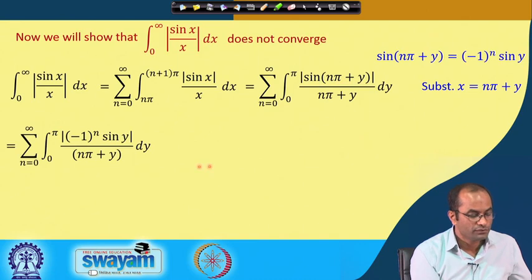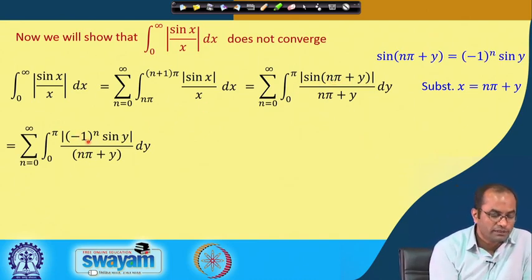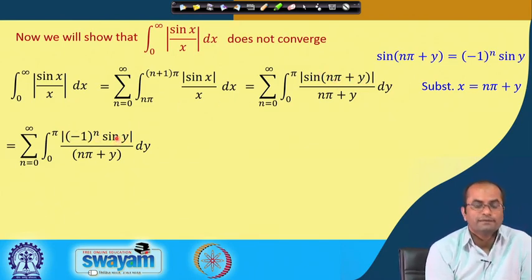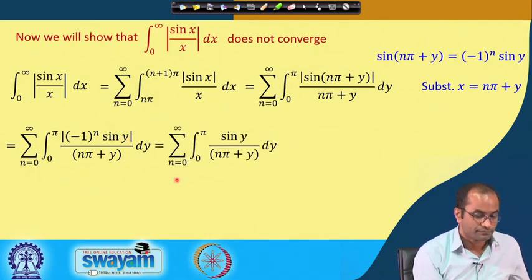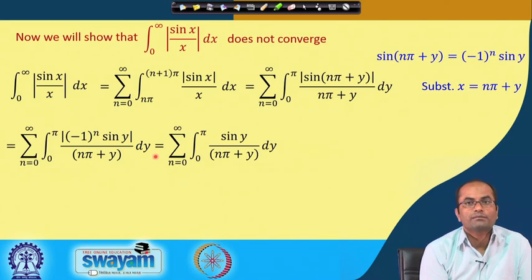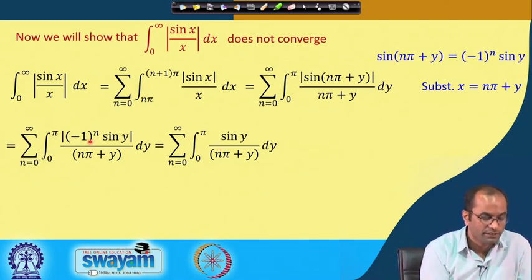So, while using this, we now have in the numerator (-1)^n and then sin y over (nπ + y) dy, the same integral which was here. So, this sin(nπ + y) is replaced by (-1)^n sin y. Now this summation as it is, we have 0 to π, and this (-1)^n, because we are talking about the absolute value, will be as it is, and the sin y again.